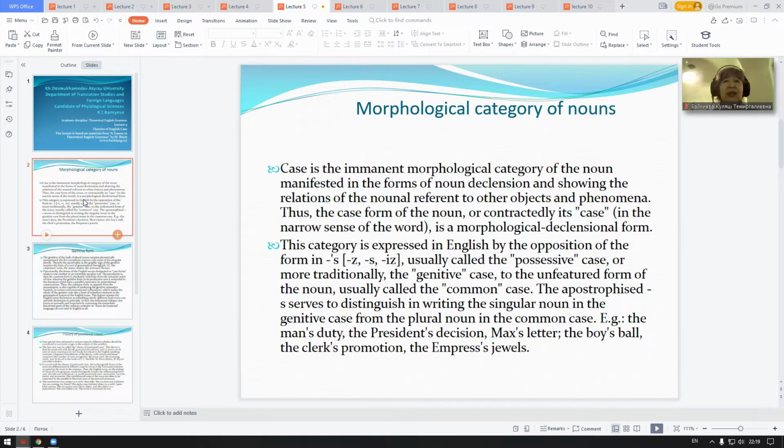The apostrophized s serves to distinguish in writing the singular noun in the genitive case from the plural noun in the common case. For example, the man's duty, the president's decision, Max's letter, the boy's ball, the clerk's promotion, the empress's jewels.